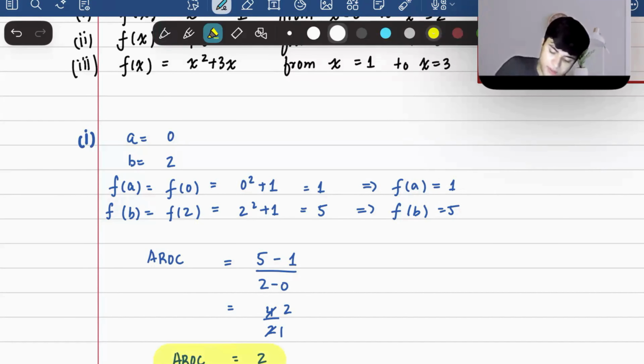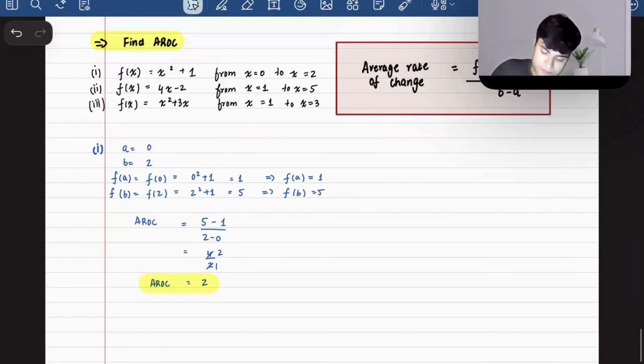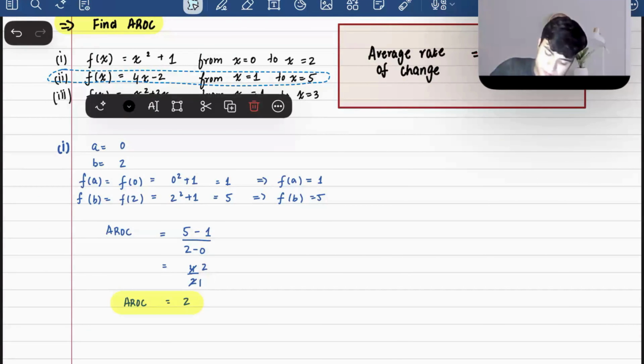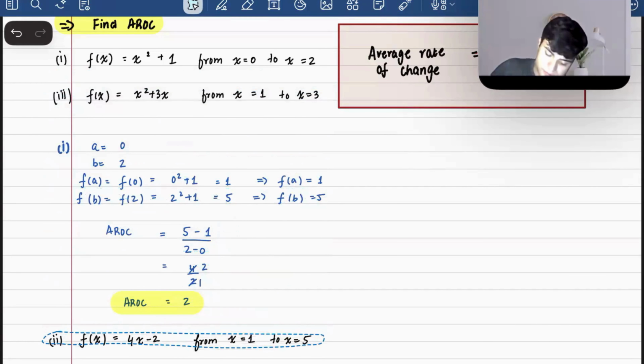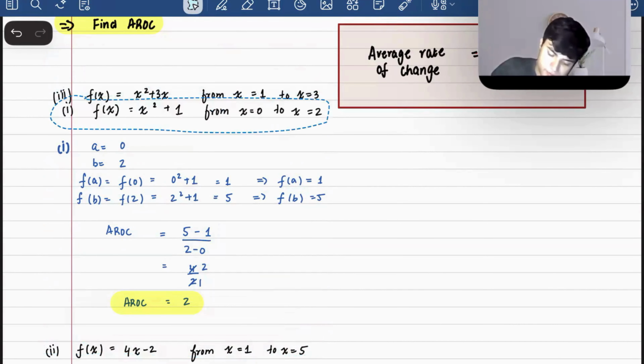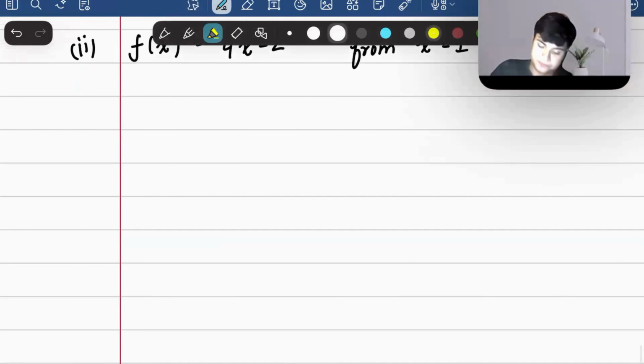Any questions? Let's go on to the next part of the question. This is the question. Let me quickly grab the question. Let's write it down here. Okay, let's look at the answer now.